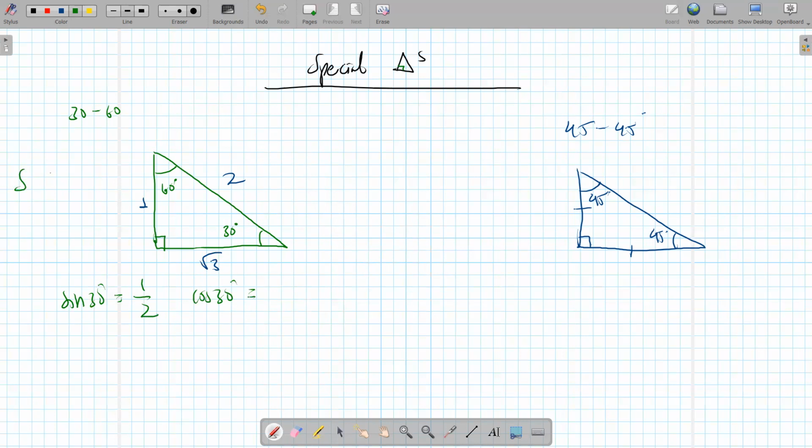Just use SOH CAH TOA. Again, no math required, just a visual question. Cos 30 means cos is adjacent over the hypotenuse. Square root of 3 over 2. Yeah. What is tan 30?